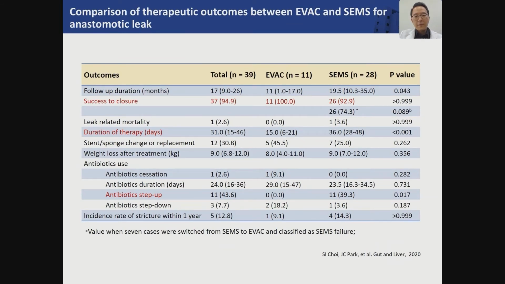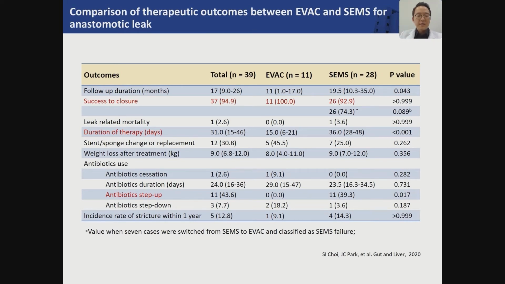The therapy outcome shows that the success of closure was 95% in total, with evac at 100% and stent about 93%, but there was no significant difference. The duration of therapy had a significant difference between the two groups: evac had a median duration of about 2 weeks, and stent about 1 month.